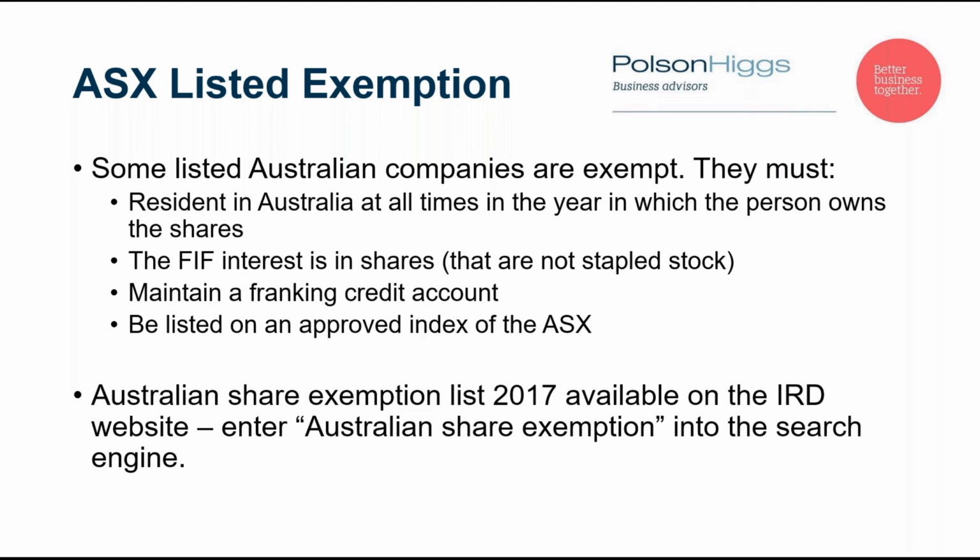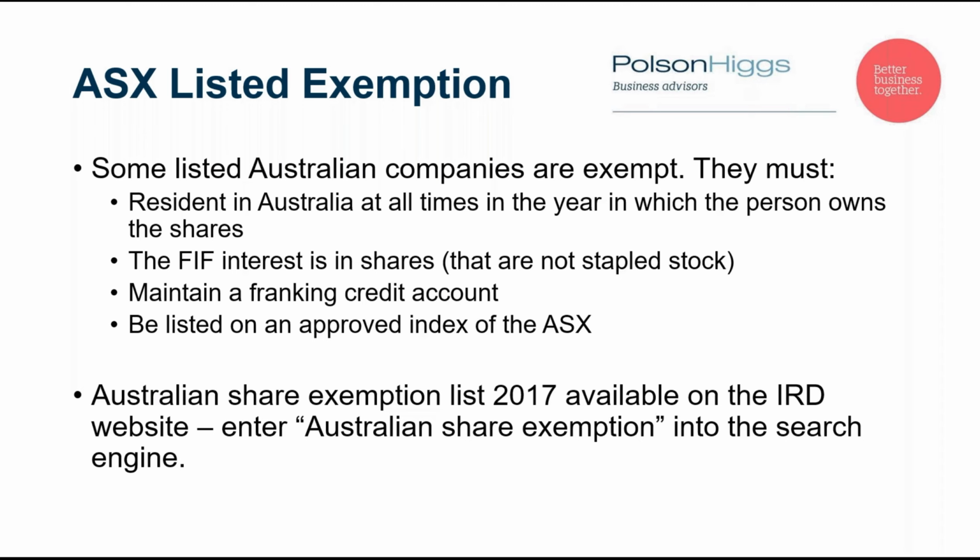They need to maintain a franking credit account. For those that haven't come across them, a franking credit account is the Australian equivalent to our imputation credit account. So they have to be a franking credit account maintainer and pay franking credits on their dividend. And they need to be listed on an approved index of the ASX, which effectively ensures that there's relevant enough information provided so that we can actually calculate it. If we are one of these exempt ones, we're not a FIF, and we just calculate our income under ordinary rules, i.e. dividend is income, and we return it as such based on our dividend, not under the FIF rules.